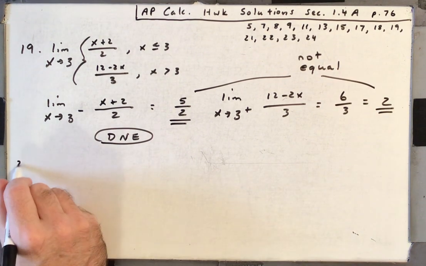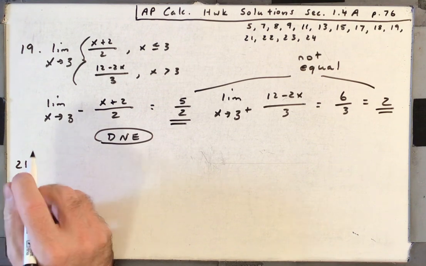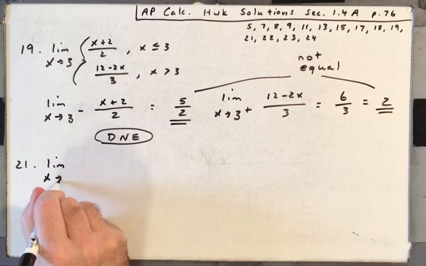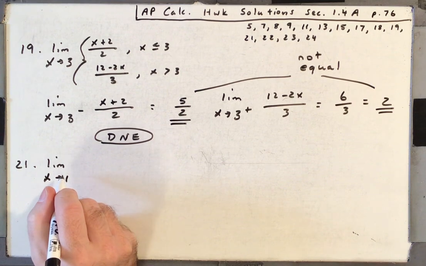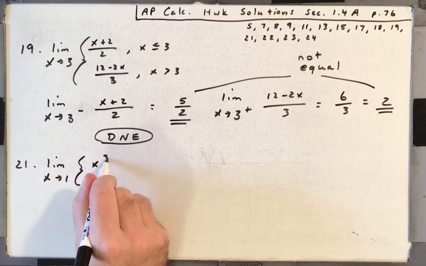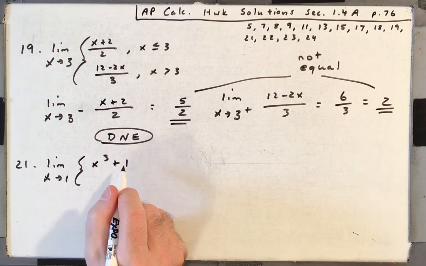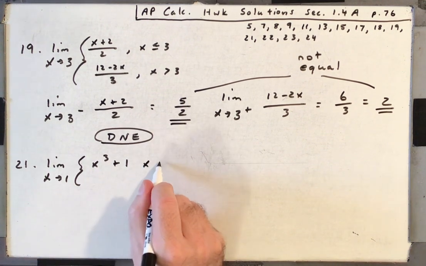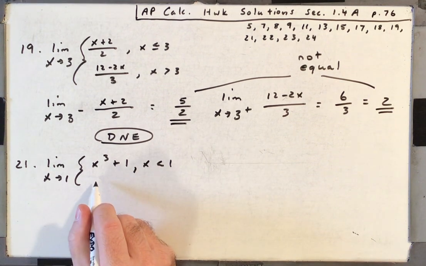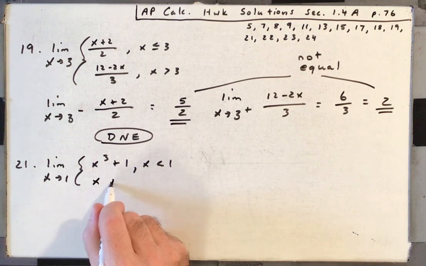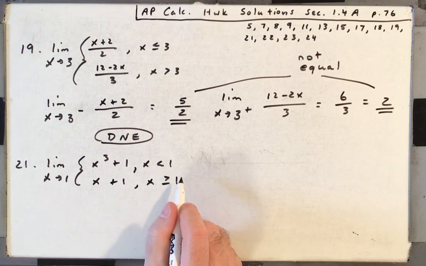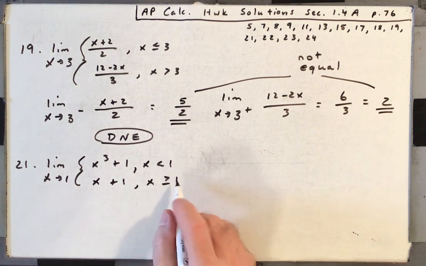Okay, can I fit 21 in? I've got the limit as x approaches 1 of x cubed plus 1 when x is less than 1. So that's from the left. And then x plus 1 when x is greater than or equal to 1. All right, so from the right.